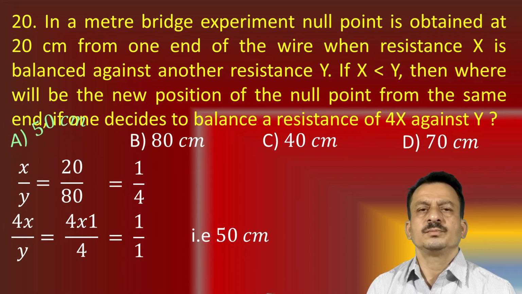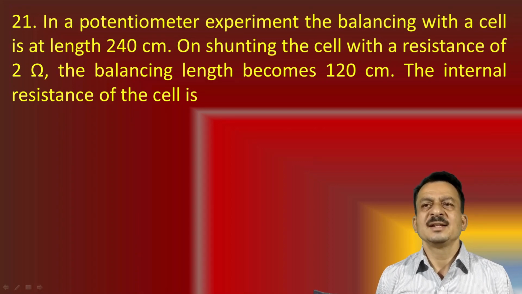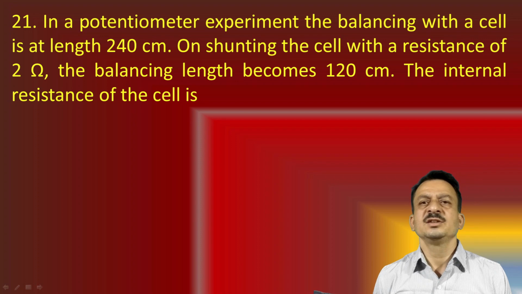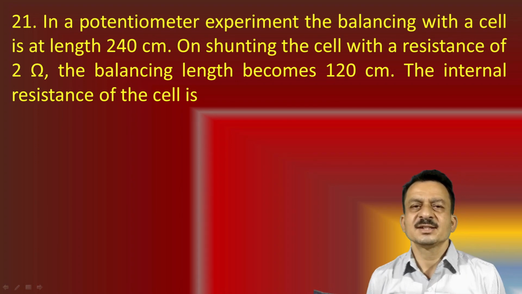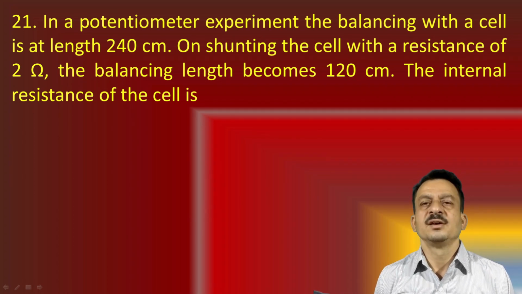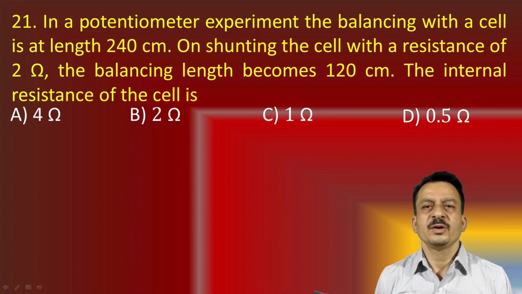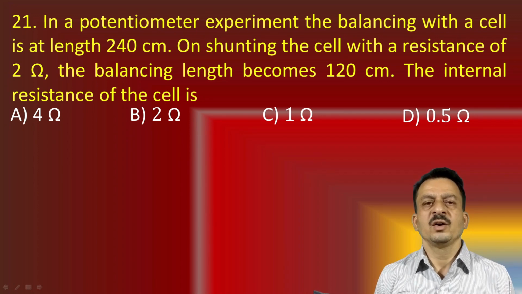Next problem. In a potentiometer experiment, the balancing with a cell is at length 240 centimeter. On shunting the cell with a resistance of 2 ohm, the balancing length becomes 120 centimeter. The internal resistance of the cell is: options A 4 ohm, B 2 ohm, C 1 ohm, D 0.5 ohm.